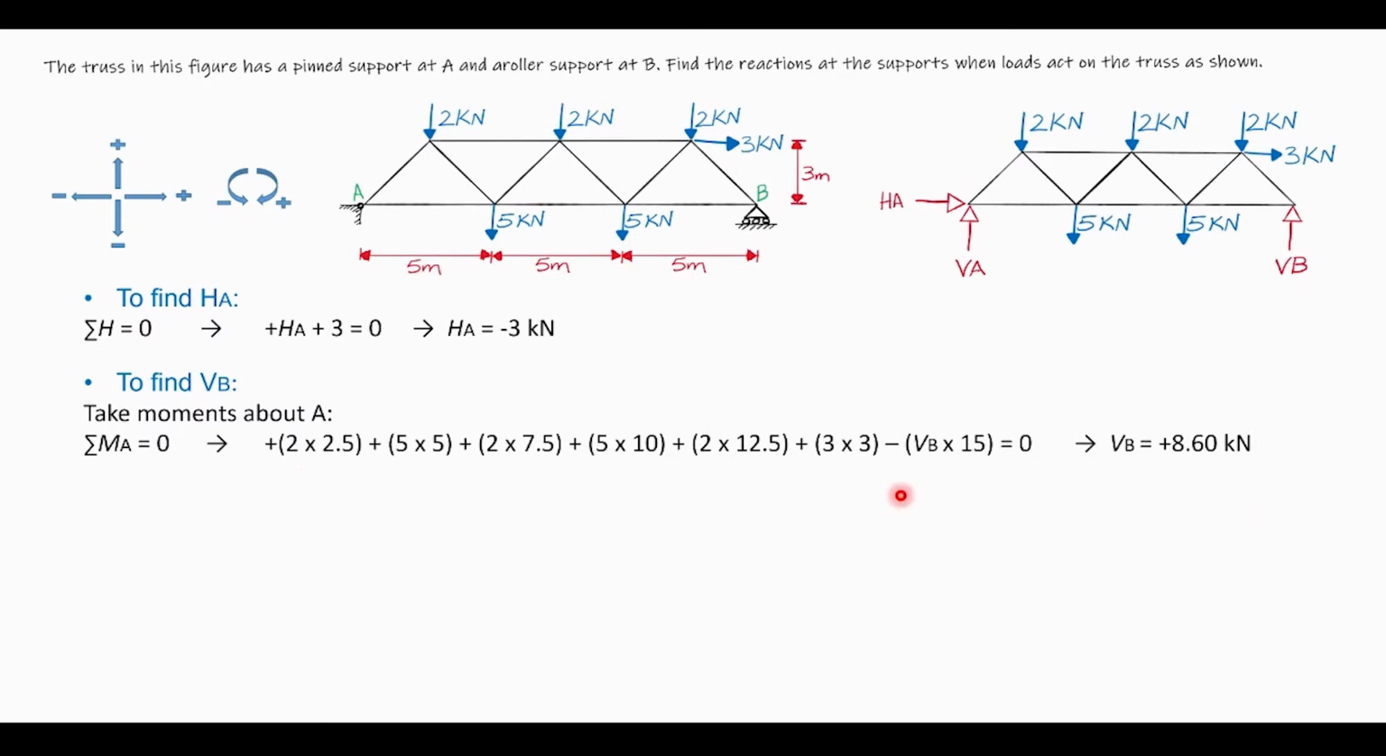If we plug all this into the calculator, we could see that VB is equal to positive 8.60 kilonewton. We need to highlight this answer because we will use it later. Next, we move on to find VA.